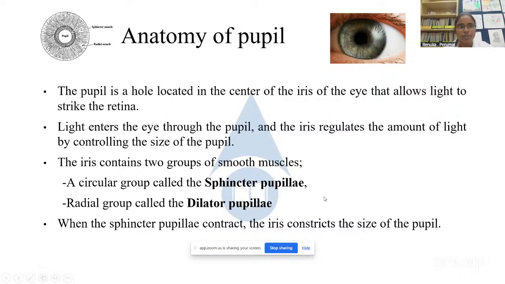As you can see in this picture, it consists of sphincter muscle and radial muscle. The iris is categorized into two groups of smooth muscle, a circular group and a radial group. The circular group is called the sphincter pupillae, and the radial group is called the dilator pupillae. In the circular group, there is parasympathetic control, which is responsible for constriction, and in the radial group there is sympathetic control, which is responsible for dilation. When the sphincter pupillae contracts, the iris will constrict the size of the pupil.